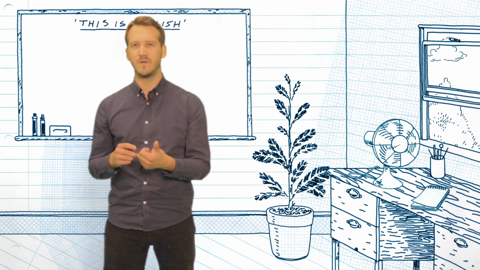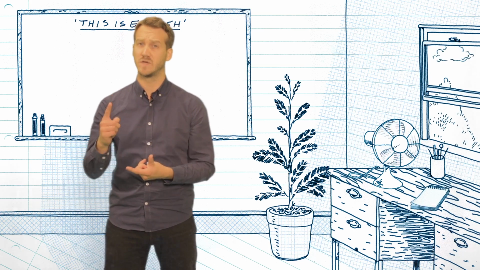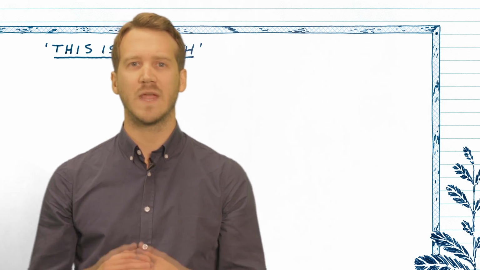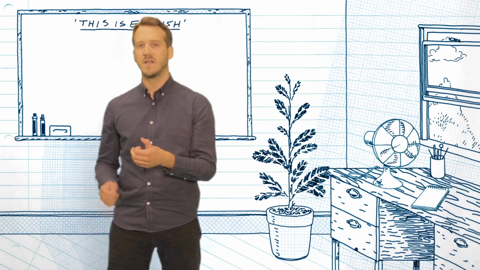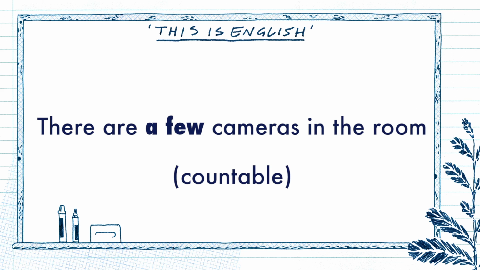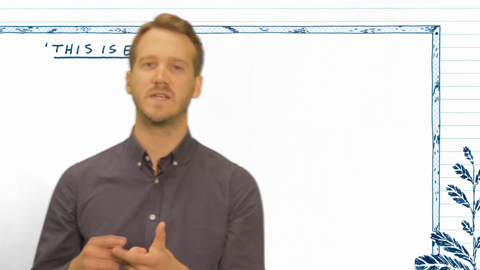Start by looking at the difference between few and little first of all. This is to do with countable and uncountable. I'm sure you've heard this before when you've been learning English. Here's a few examples. I could say there's a few cameras in the room. There are 2 cameras here at the moment. So few is with things I can count. Little is the opposite. It's things that I can't count.